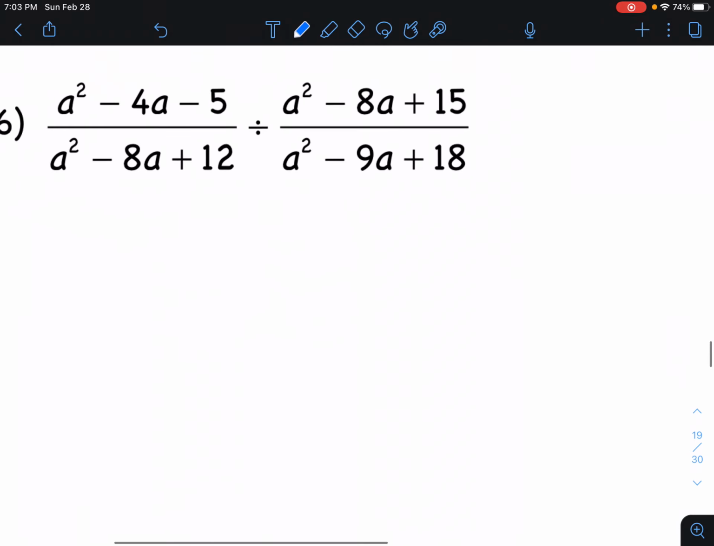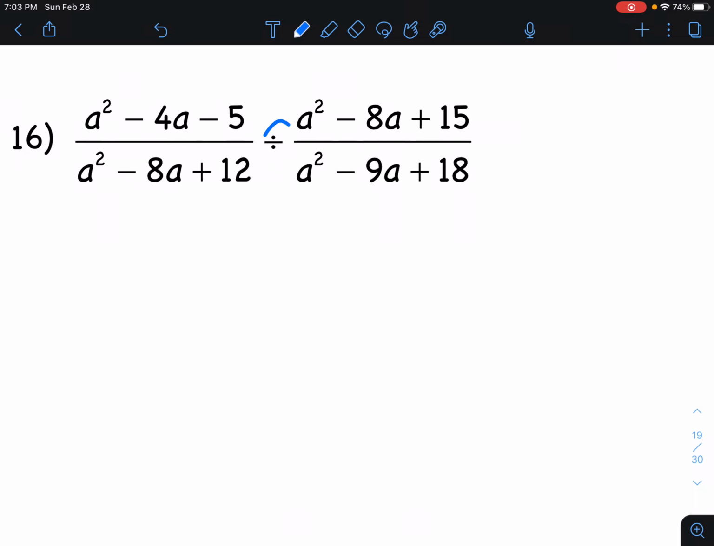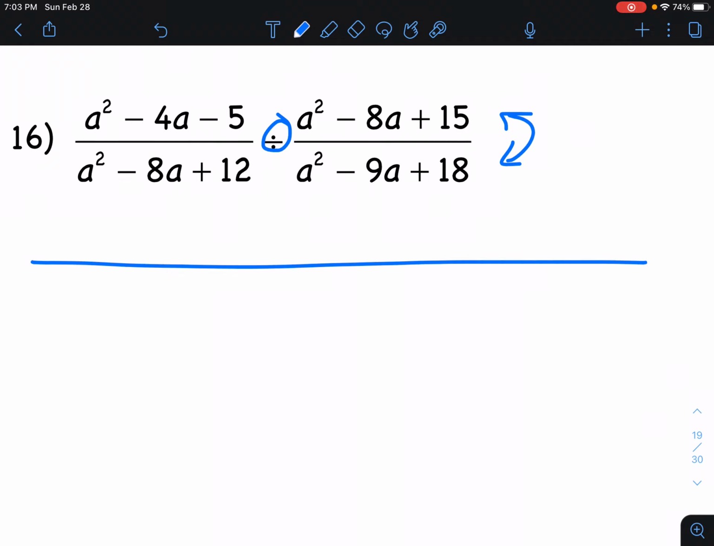All right, 16 is showing dividing. Remember, we turn division into multiplication. We need to flip the second fraction upside down. So I'm going to be factoring all of these. The top left would be an easy trinomial. Plus minus, and that would be plus 1 and minus 5 gets the negative 4.